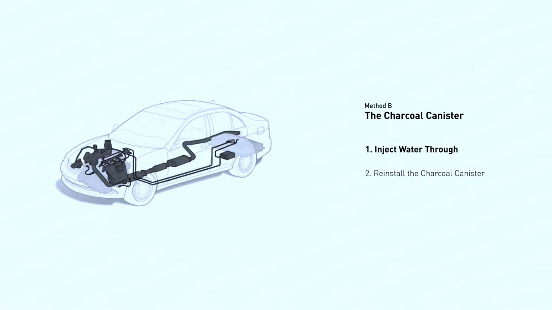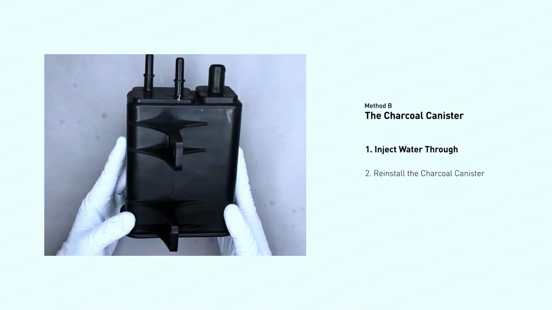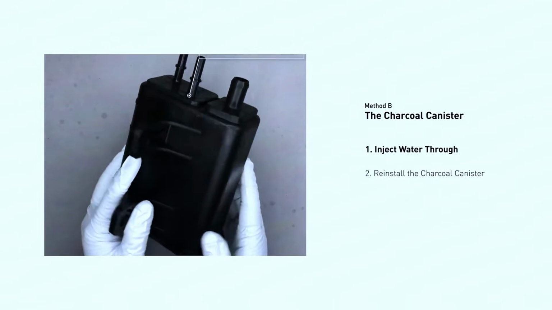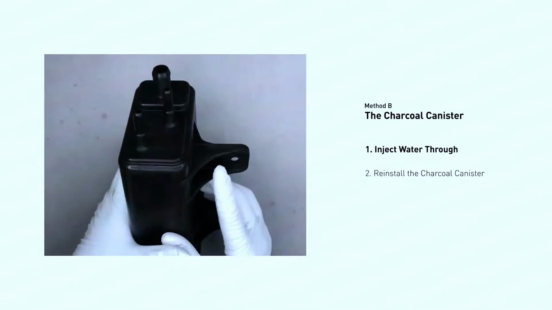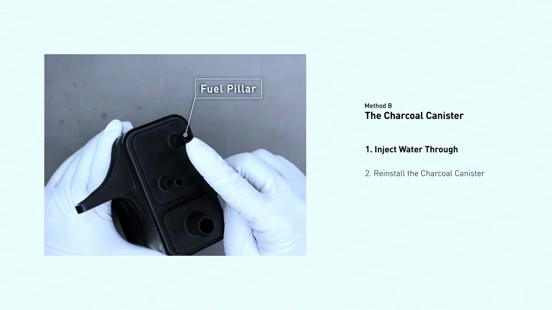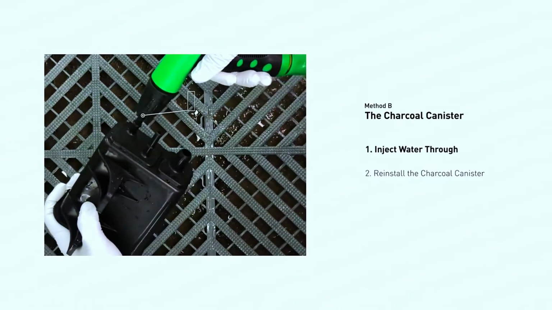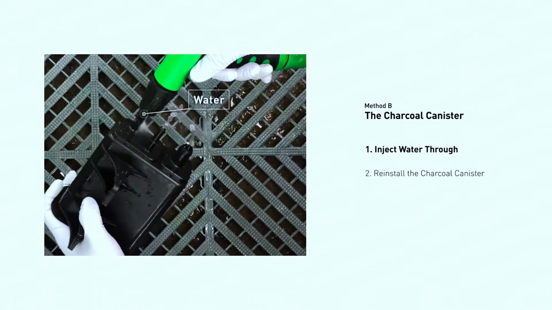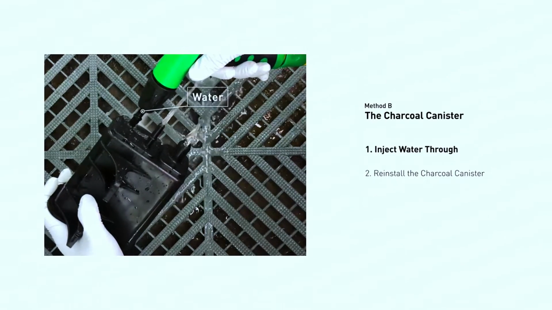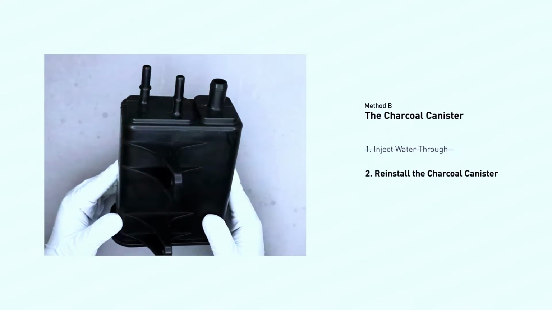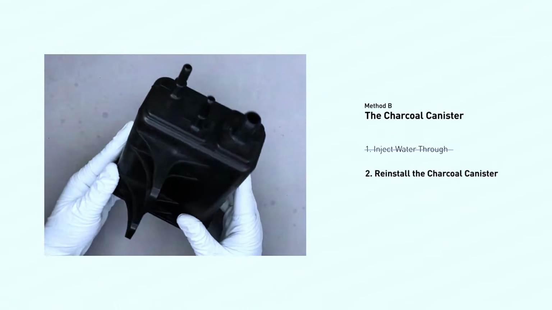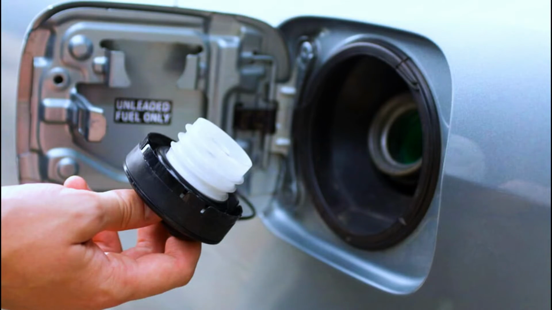Inspecting the vent control valve. If a new gas cap doesn't solve the problem, the next suspect is the vent control valve. This valve opens and closes depending on engine conditions. Consult your car's repair manual to locate the valve. It's usually near the charcoal canister. You can often clean the valve with compressed air, but sometimes it needs replacing. This can be a more involved process, so refer to your repair manual or take it to a mechanic if you're not comfortable.